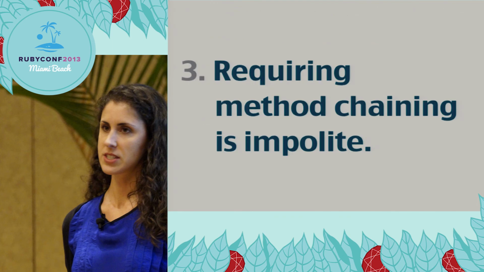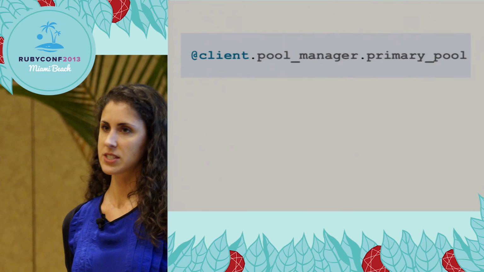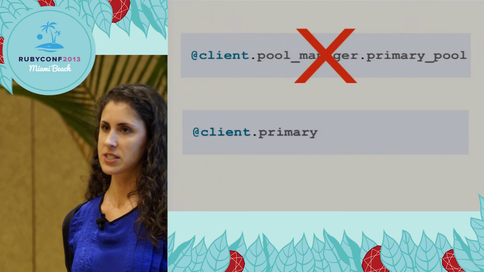Requiring method chaining is impolite. Why is it impolite? Because you make your user's code look ugly. It becomes a train wreck, violating the law of Demeter, whatever you want to call it. If you are not giving your users access to the right things, their code might end up looking super ugly, and you want to avoid this. You want to make sure that the API you're providing allows users to work with your code in the cleanest, most elegant way possible.